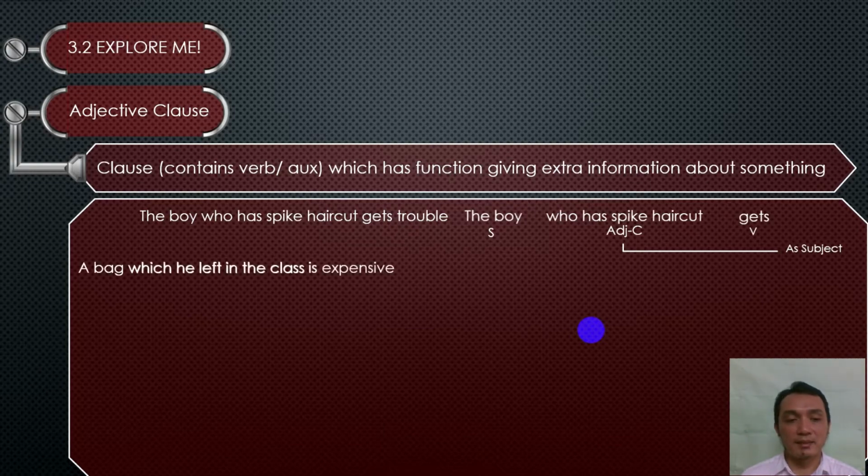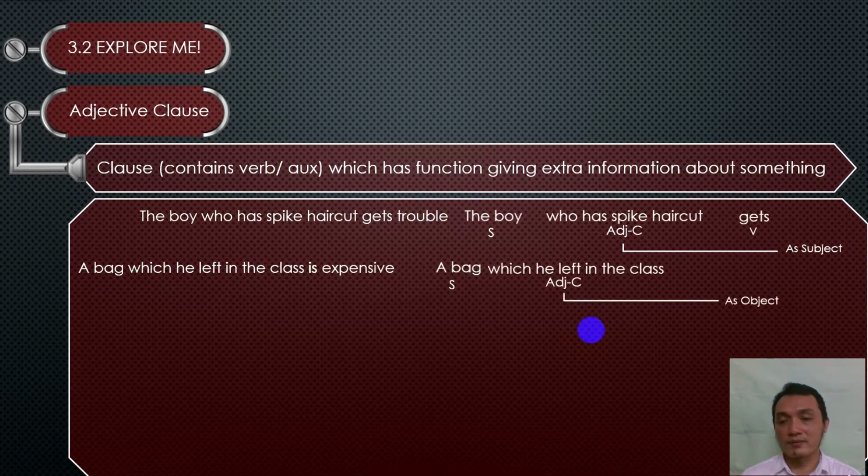And then the next: a bag which he left in the class is expensive. A bag here is the subject, and which he left in the class is an adjective clause as object, because the position of a bag in this clause is object. I give you the difference between the first sentence and the second sentence. Why is this called an adjective clause as subject?